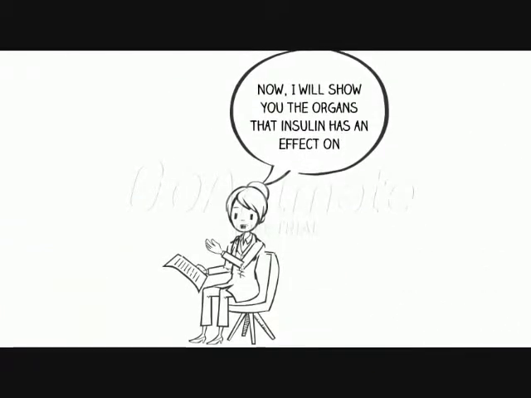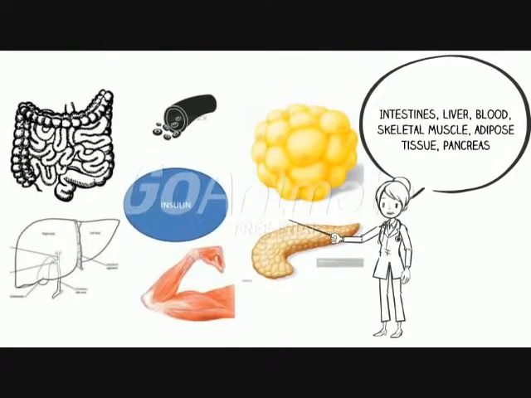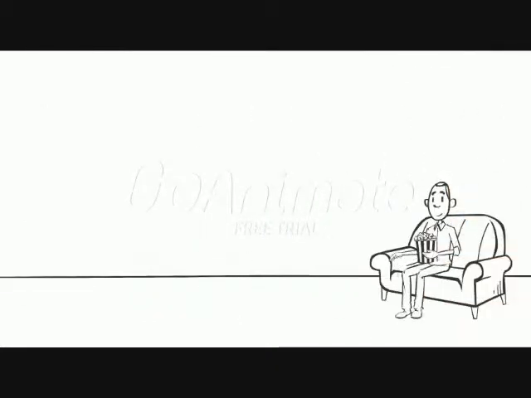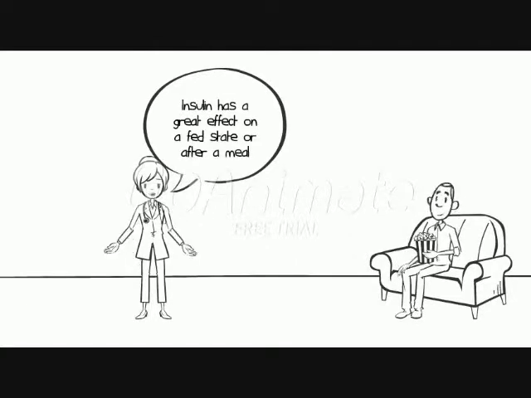Now, I will show you the organs that insulin has an effect on: intestines, liver, blood, skeletal muscle, adipose tissue, pancreas. Insulin has a great effect on a fed state, or after a meal.